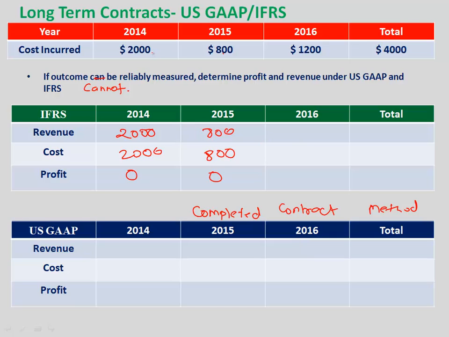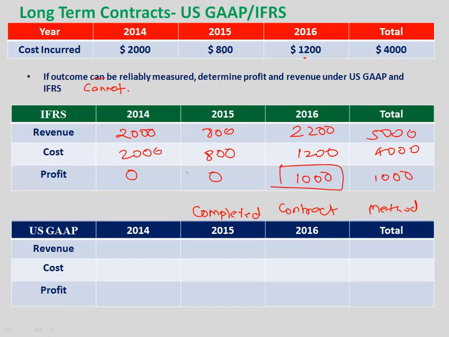So again in this case, the total revenue that we would book in the final year would be 2200. The cost that would be recognized in the final year would be 1200, and therefore the profit that would be recognized in the final year would be 1000. And therefore your total revenue automatically came to 5000, total cost came to 4000, and total profit is 1000.